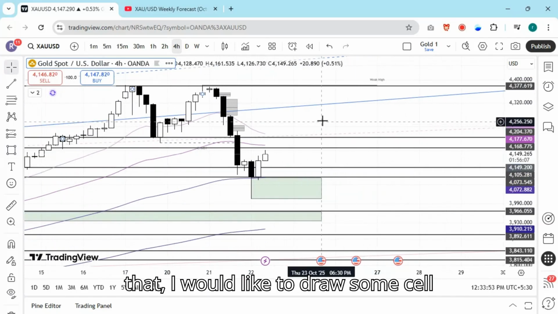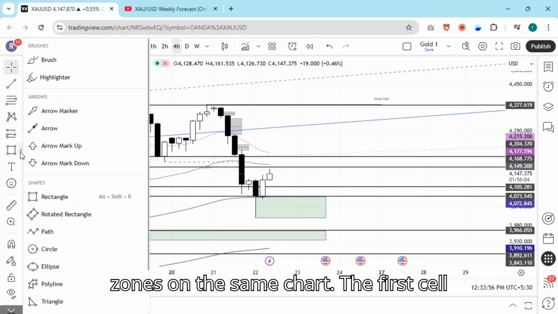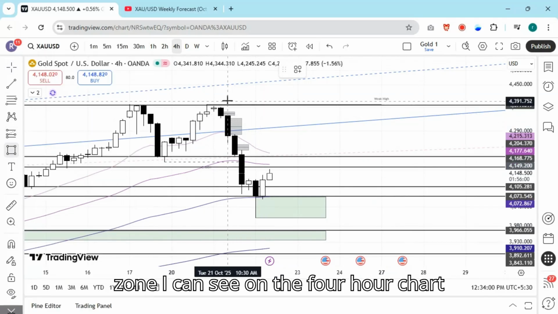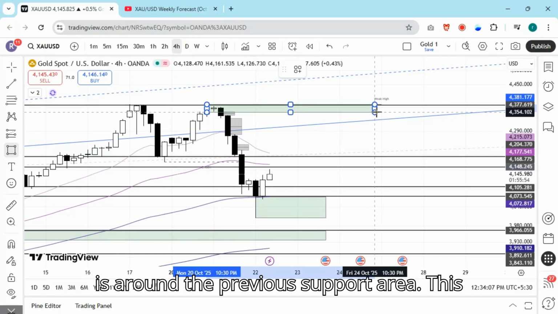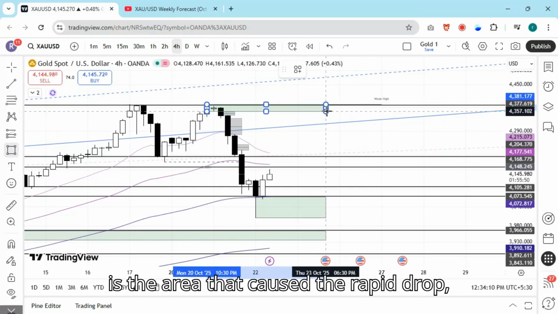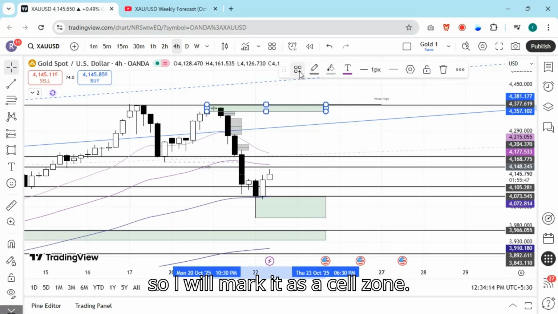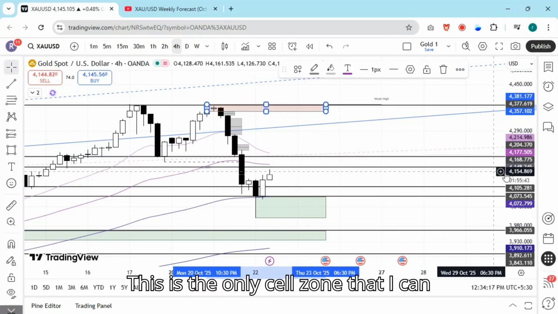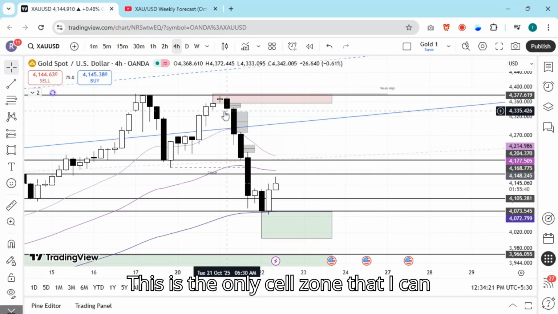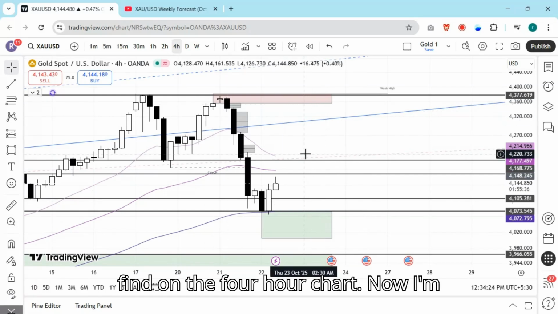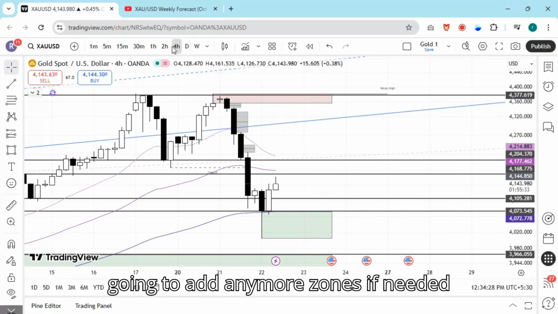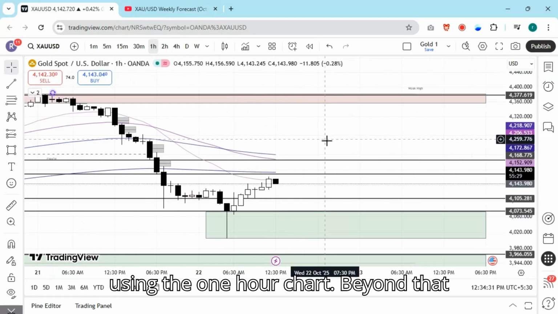After that, I would like to draw some sell zones on the same chart. The first sell zone I can see on the 4-hour chart is around the previous support area. This is the area that caused the rapid drop, so I will mark it as a sell zone. This is the only sell zone that I can find on the 4-hour chart. Now I'm going to add any more zones if needed using the 1-hour chart.